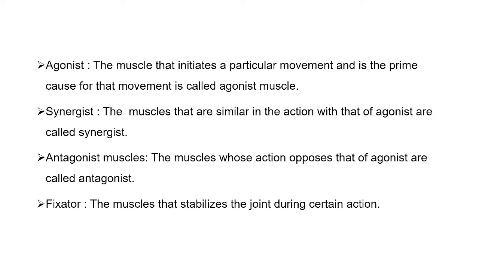So agonists are the group of muscles involved in a particular and specific movement. The synergistic group of muscles are the muscles which help the agonist in establishing these movements. Antagonists are the muscles which oppose that movement. And finally, fixators are the muscles that stabilize the joint during a certain movement. For example, I am writing, okay. So no shoulder muscles are involved, rather the muscles of the fingers are involved in writing. So these are the fixator muscles. Got it?